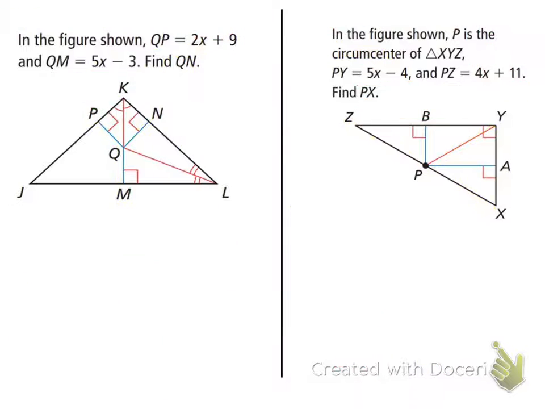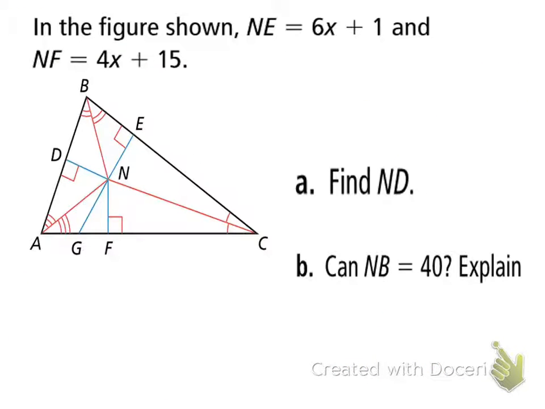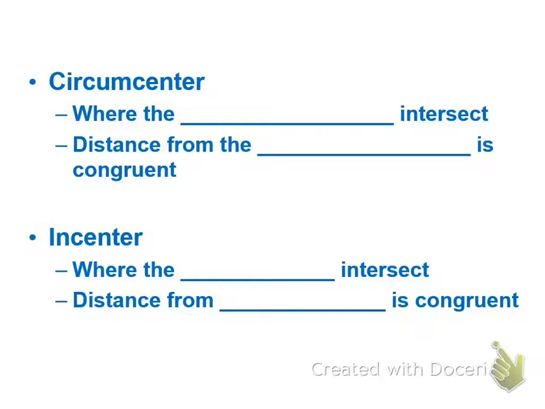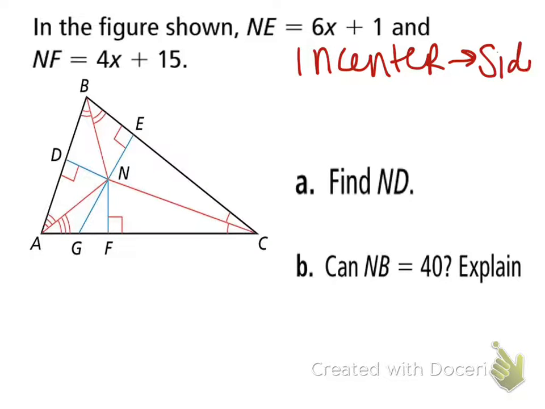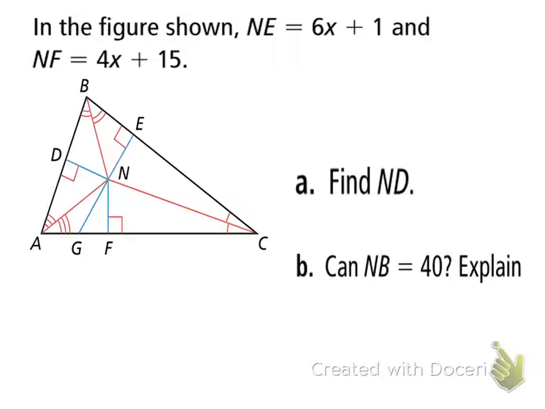Alright, one more. We have to decide if we have a circumcenter or an incenter. So we want to decide if we have perpendicular bisectors or angle bisectors. Lily? Angle. We have angle bisectors, so that means we have an incenter. Which means from the incenter to what is congruent? From the incenter to the sides.